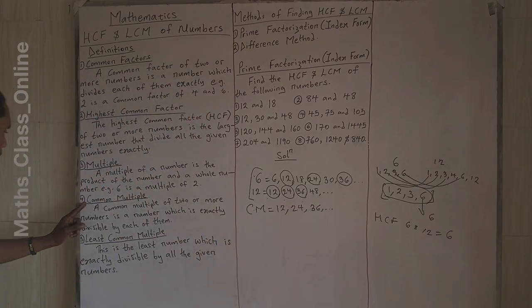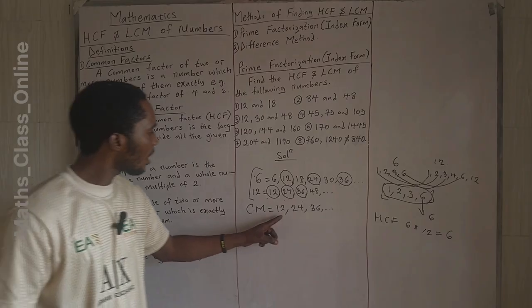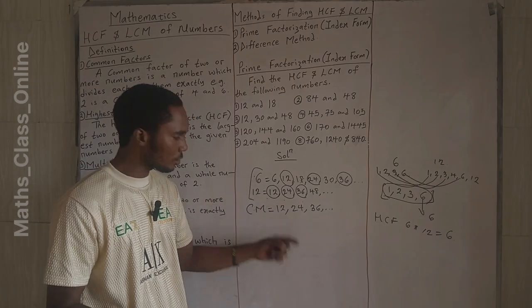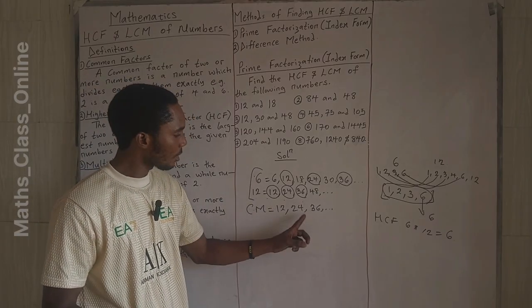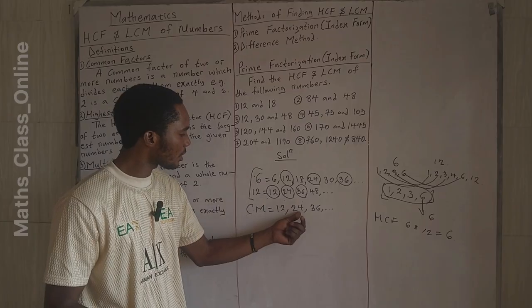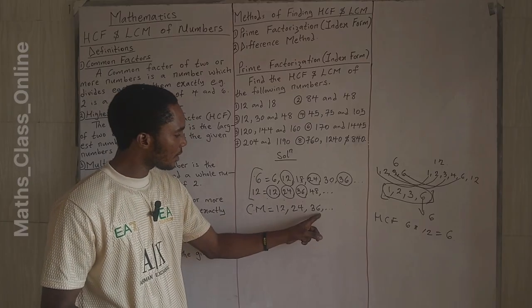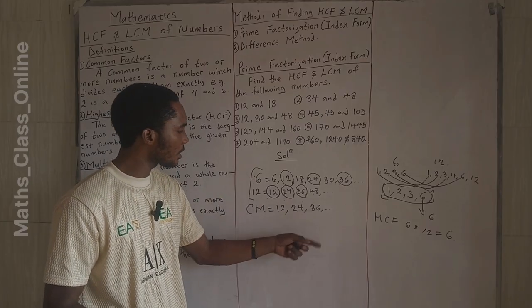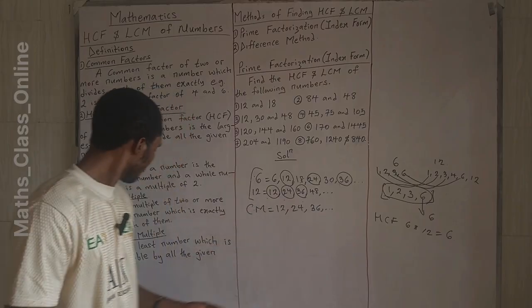A common multiple of two or more numbers is a number which is exactly divisible by each of them. As you can see, 12 is divisible by 6 without remainder. Also, 12 is divisible by 12. 24 is divisible by 6, and 24 is divisible by 12. 36 is divisible by 6, and 36 is also divisible by 12.